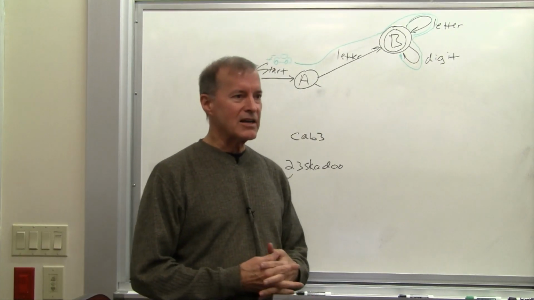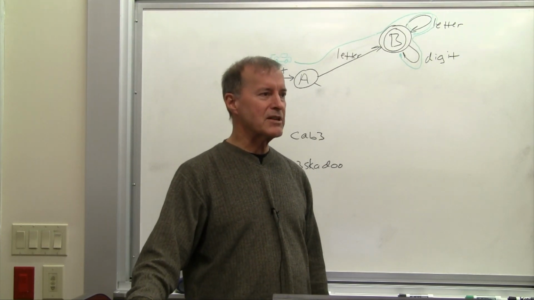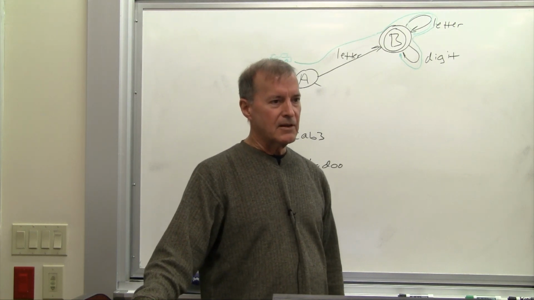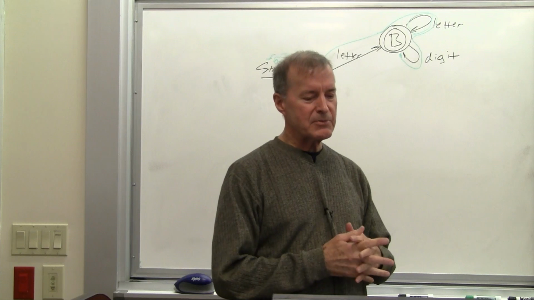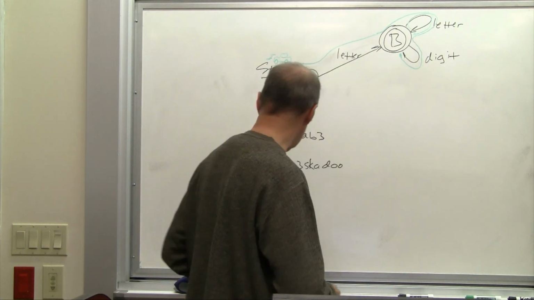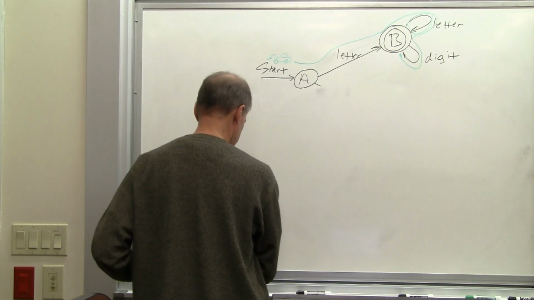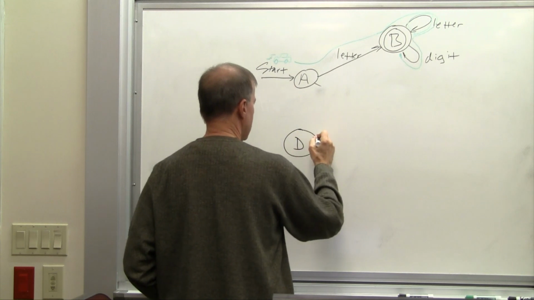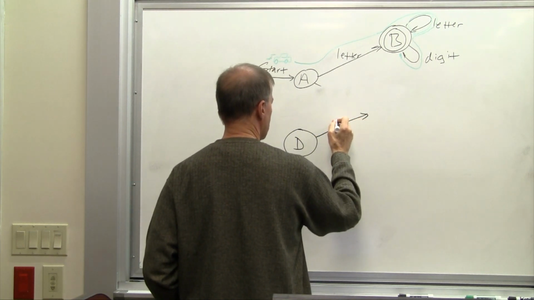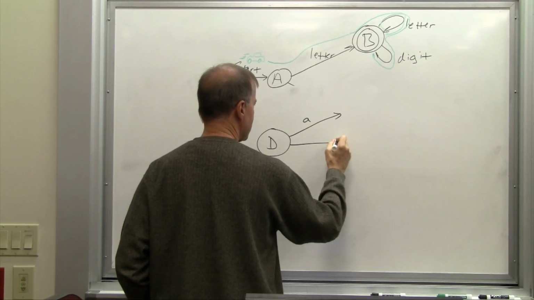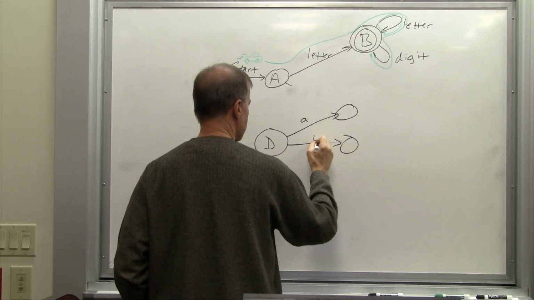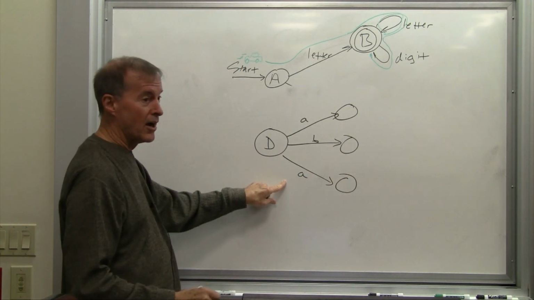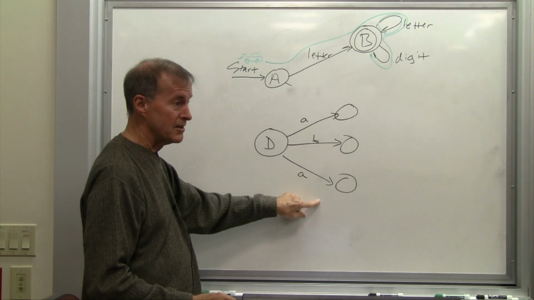Okay, now the next big concept is the concept of non-determinism. Here's what non-determinism is in a finite state machine. What happens is, if you have a state here, call it state D, you could have a transition on A to some other state, a transition on B to another state, and you might have a transition also on A to a different state.